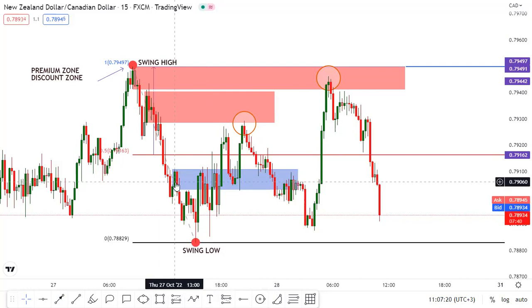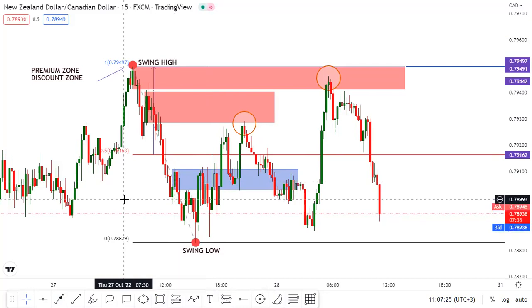Can you show me where order block is in the blue area? Where is the order block in the blue area?